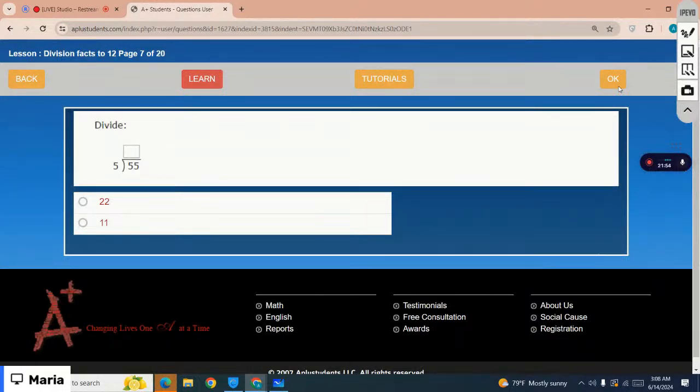55 divided by 5, which is the correct option? Very good. 11. 11 times 5 is 55. So 55 divided by 5 is 11. The correct option is option number 2. Very good.